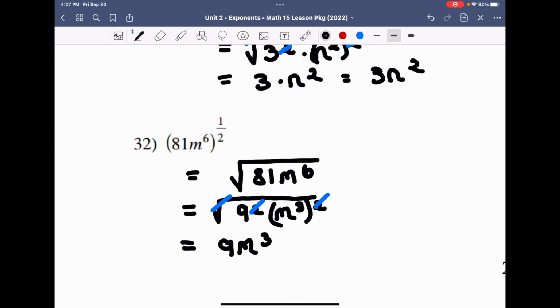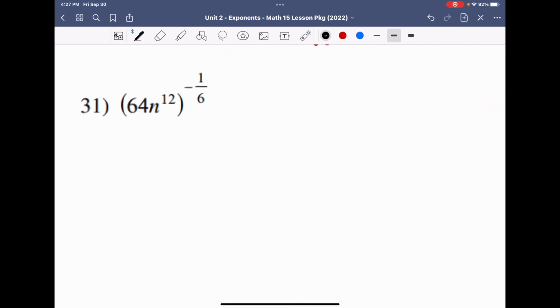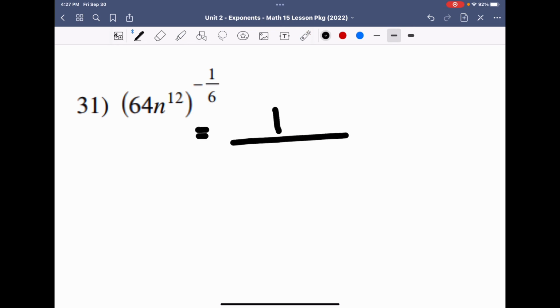All right, one last example here. They try and throw in a trick here, but we're going to try and avoid that trick. They say, what if we give you a negative rational exponent? Remember, a negative rational exponent does not make this 1/6 positive. It's not that it's flipping the exponent, it's that it's flipping whatever's in the base here. So this is going to be equal to 1 over, all in brackets, 64 n^12, bracket to the positive 1/6.